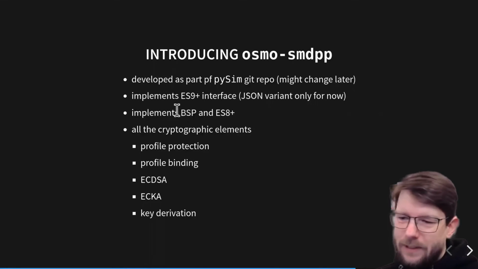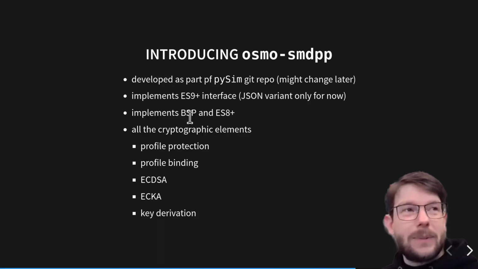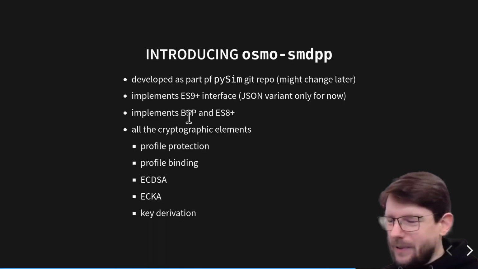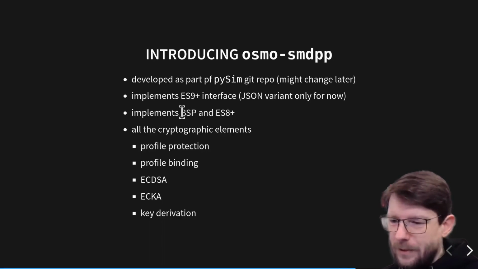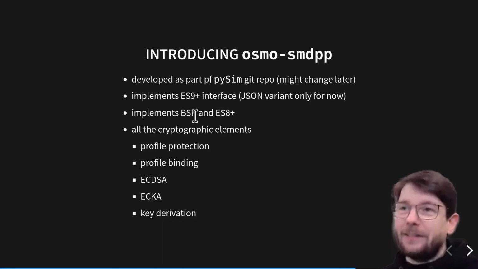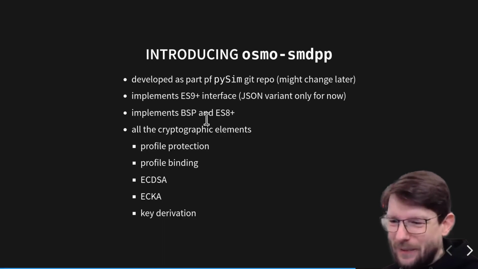It implements this BSP, the bearer, something, security protocol. I forgot what the B was for. I sometimes also forget acronyms. So that's basically the profile protection and binding. It used to be called SCP-03t. I remember that one, but I don't remember what BSP was exactly. And it's ES8 Plus. So it does all the steps that are needed to download an eSIM into an eUICC.